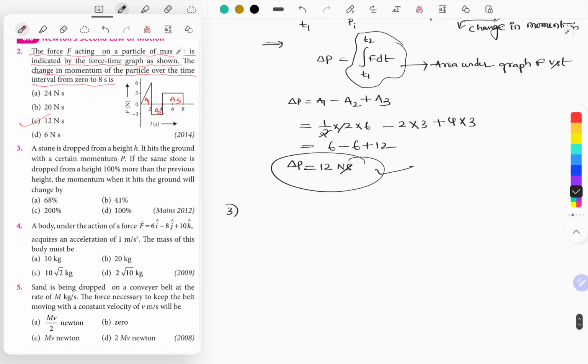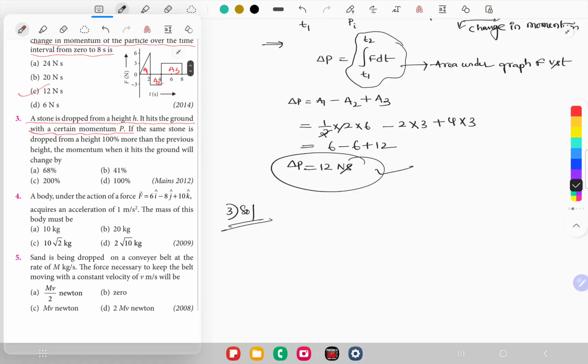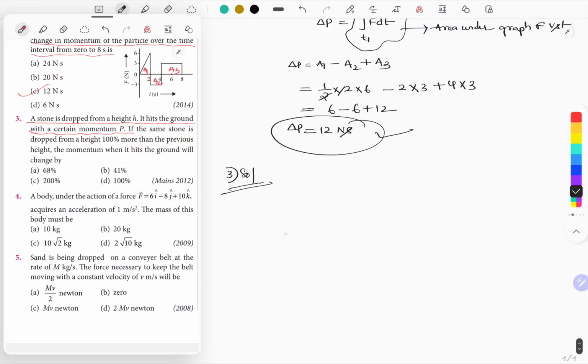Okay, let's move on to the next question. A stone is dropped from a height h. It hits the ground with a certain momentum p. If the same stone is dropped from a height 100% more than the previous height, the momentum when it hits the ground will be... Okay, let us see.